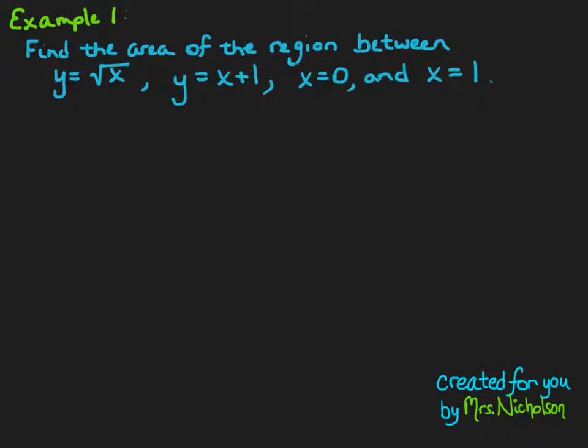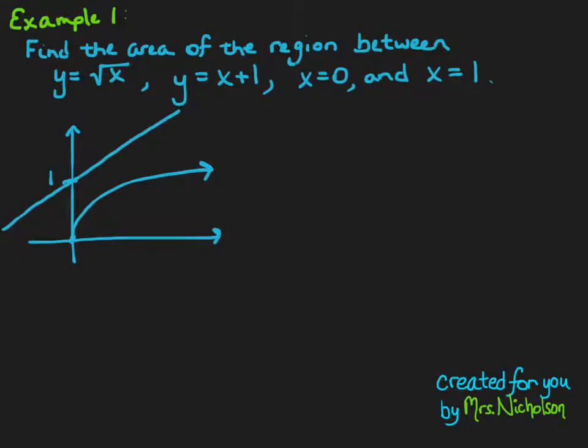We want to find the area of the region between y equals square root of x, y equals x plus 1, x equals 0, and x equals 1. So the first thing that we need to do here is to sketch a graph of the region that has been described. So I'm going to start with square root of x, and I know that that graph looks like this. x plus 1, that's going to be a linear function. I'll say that's 1. So a linear function crossing at 1.